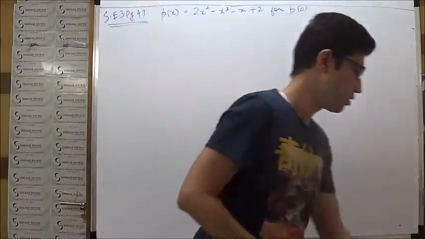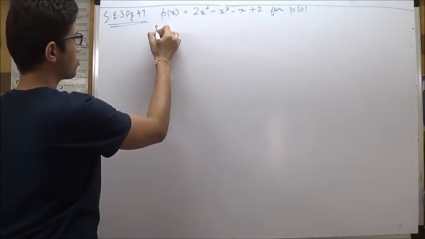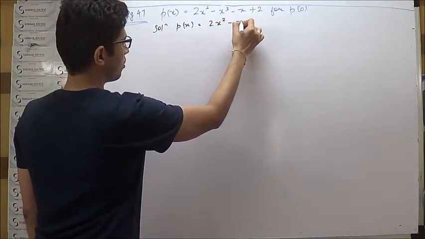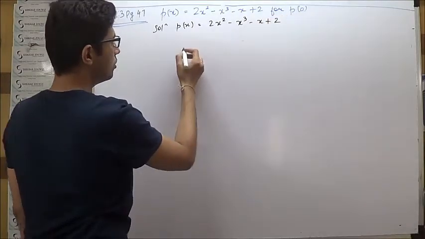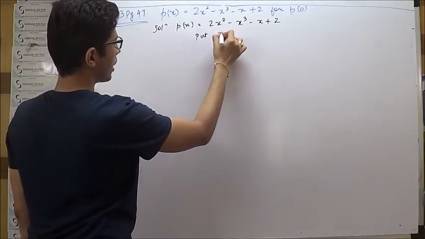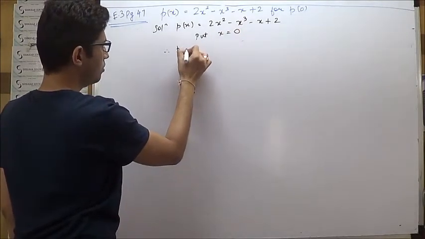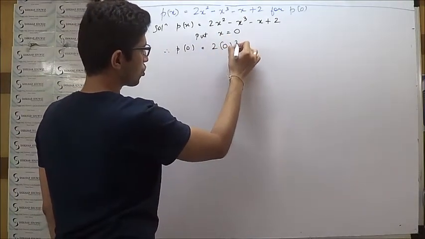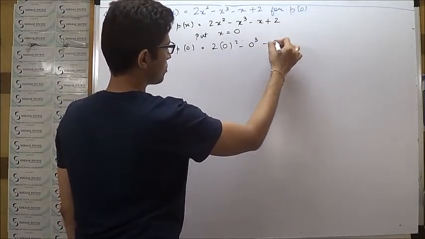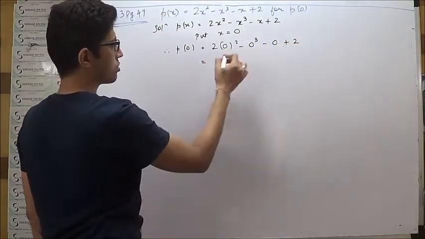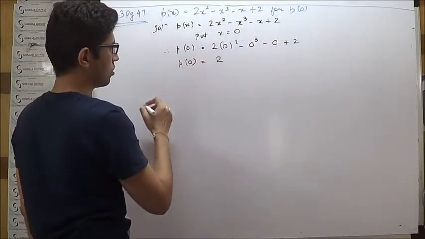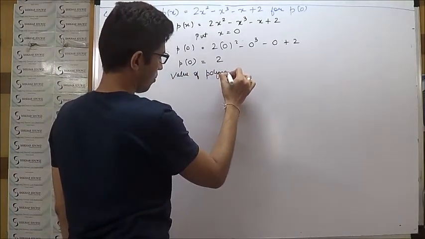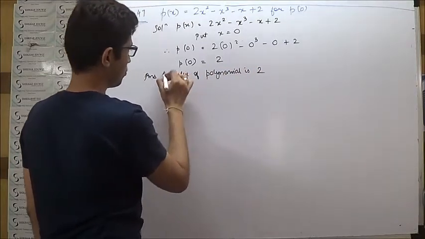Question done again. Steps remain the same. Solution: p of x is equal to 2x square minus x cube minus x plus 2. Put x is equal to 0. Therefore, you have to put therefore in every step, right? Therefore, p of 0 is equal to 2 into 0 square minus 0 cube minus 0 plus 2. Obviously everything is 0 and the next. So the final answer is, value of polynomial is 2. Put it in a box.